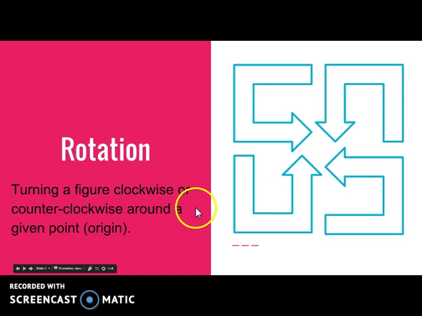That leads us to rotation. Okay, rotation, turning a figure clockwise or counterclockwise around a given point is what I want you to write down under rotation. Okay, you're turning. Rotating means to turn. And notice that we can move it either clockwise or counterclockwise. Okay, counterclockwise goes this way, if you're watching the cursor, and clockwise goes the other way. It's like the hands of a clock move.